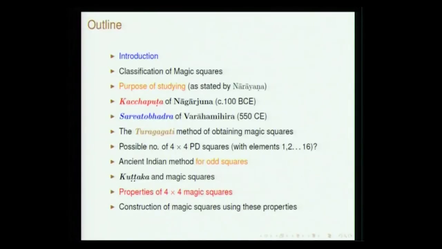Then we will discuss the horse motion method, the horse move, Turaga Gati. Turaga, Turanga, Turangama, all three words refer to horse in Sanskrit. Narayana Pandita discusses this Turaga Gati method of obtaining magic squares at great length at the beginning of his chapter on Bhadra Ganita, and then he moves on to various other ways of constructing magic squares.